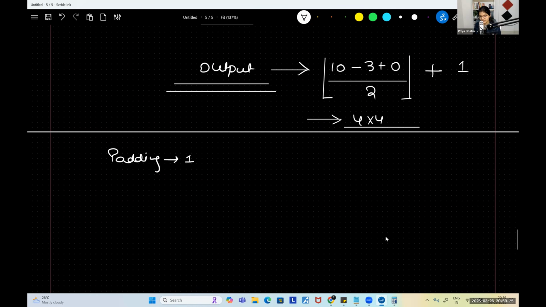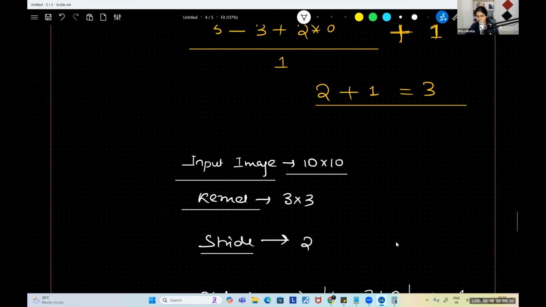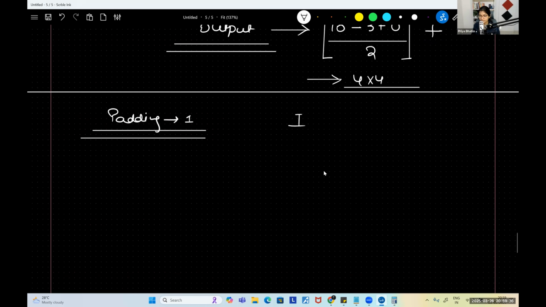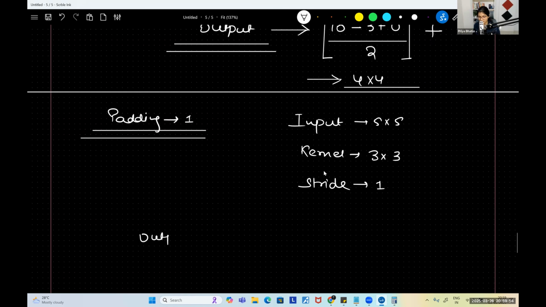First of all, let's analyze what will happen in that case. Let's go back to our very first example where we have input shape 5 cross 5, kernel size 3 cross 3, and stride value 1. If I ask you the padding is 1, can you help me understand what the output image dimensions are?